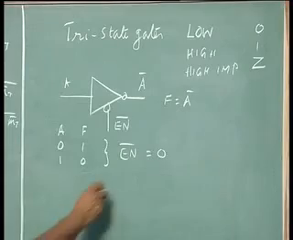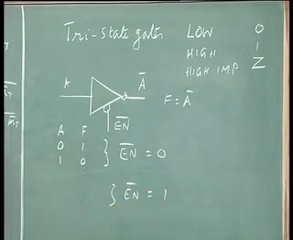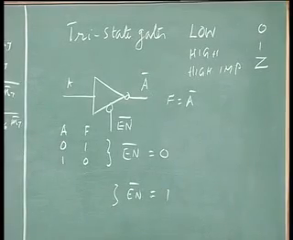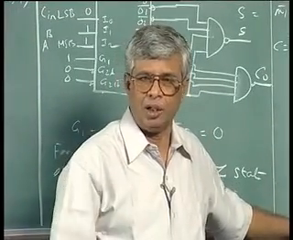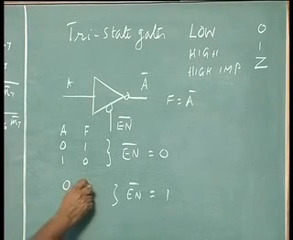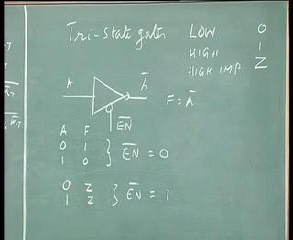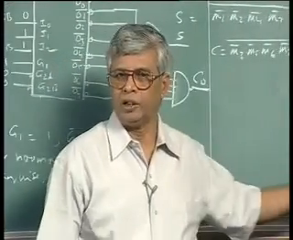On the other hand, if enable is high, the gate is disabled. Disabled is the opposite of enabled. Now, if A is 0 or 1, the output is high impedance. It doesn't matter what the input is, the output is always in the high impedance state.